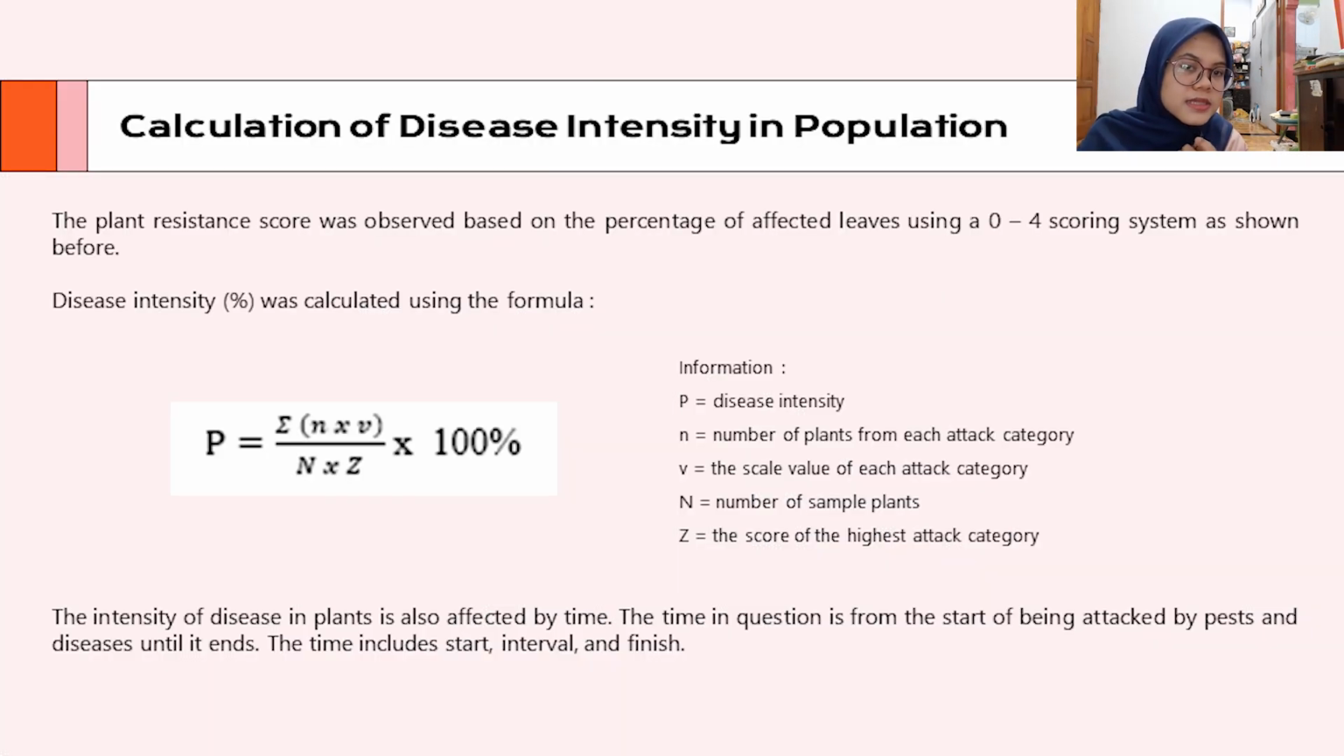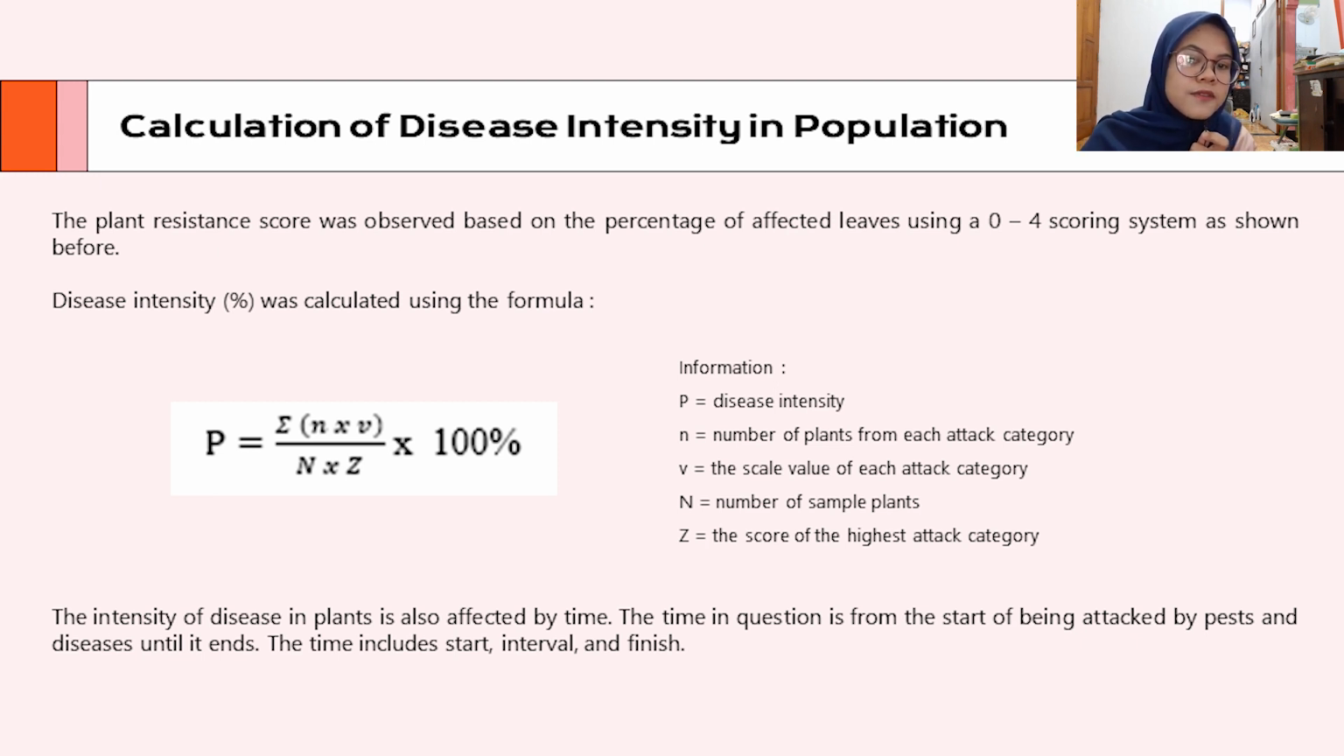Calculation of disease intensity in population. The plant resistance score was observed based on the percentage of affected leaves using a 0 until 4 scoring system as shown before. Disease intensity in percent was calculated using the formula P, or disease intensity, equals sigma n, number of plants from each attack category, times V, the scale value of each attack category, divided by N, number of sample plants, times Z, the score of highest attack category, and it's all times 100%.